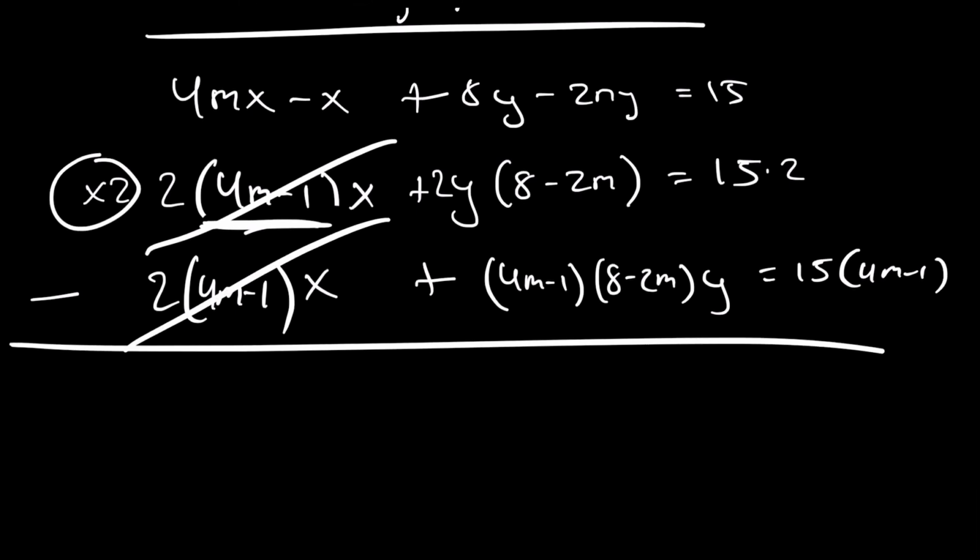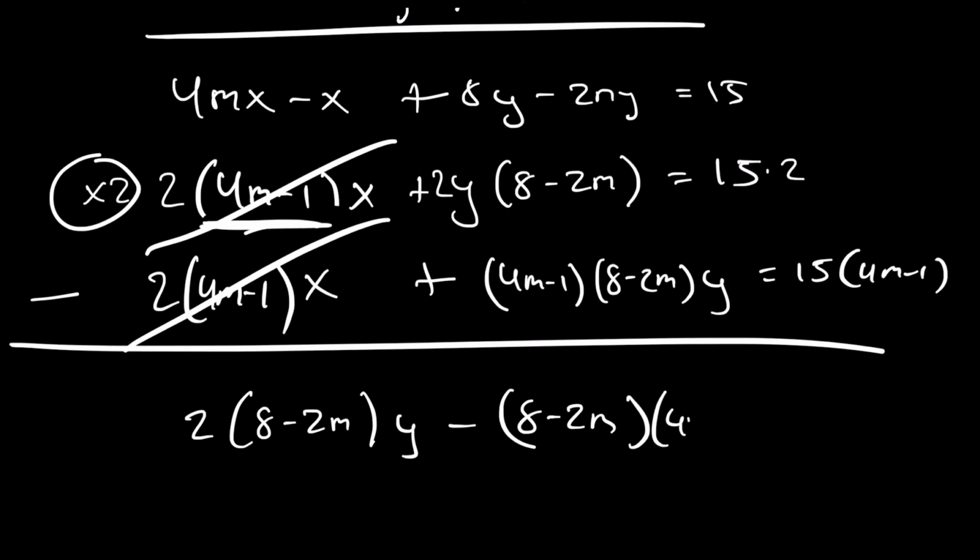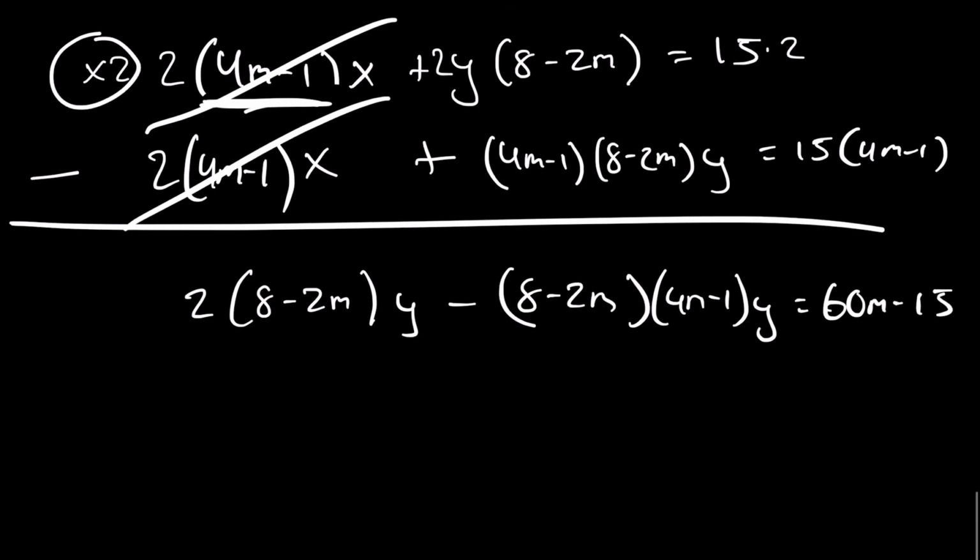But look at the top part. Now we have 2, 8 minus 2m y minus 8 minus 2m, 4m minus 1 y equals, let's just take it all out. Let's say it's 60m minus 15. Now, remember, we're trying to figure out y. We're not trying to figure out anything else. So all we have to do is link these two together. How do we do that?